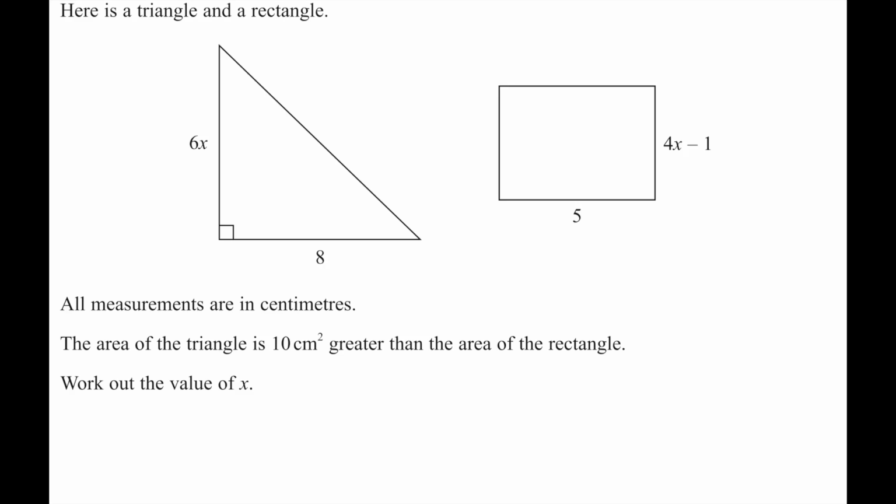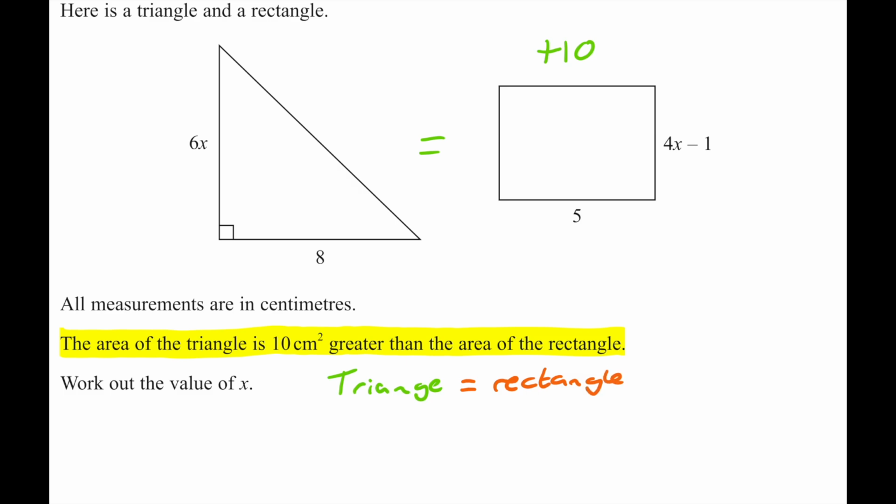The hardest part of this question is setting up the equation. We're told that the area of the triangle is 10 centimeters greater than the area of the rectangle. And if we were to put the triangle equal to the rectangle, we would then just have to add the 10 centimeters squared onto the rectangle to then make it equal to the triangle. I'm going to write an equation there. So you would then have your triangle is then equal to the area of your rectangle and then plus 10.